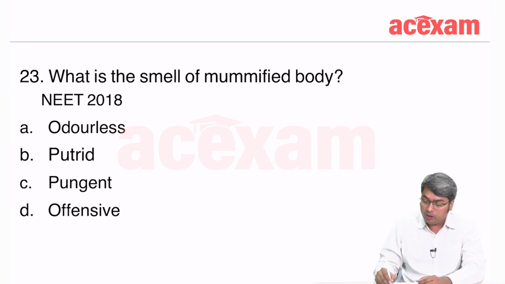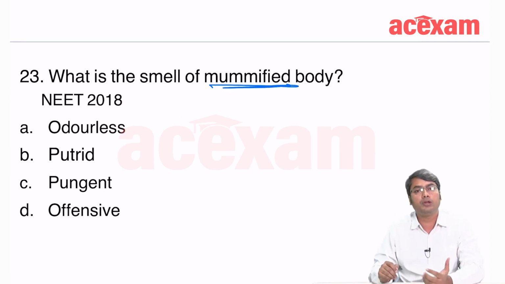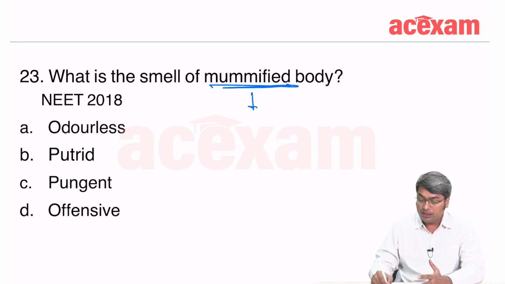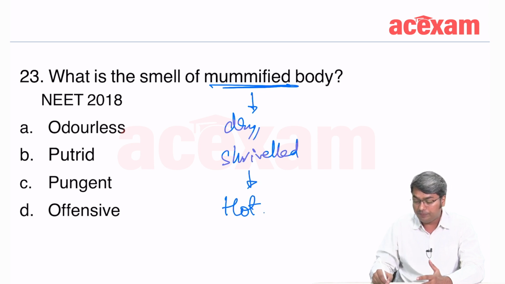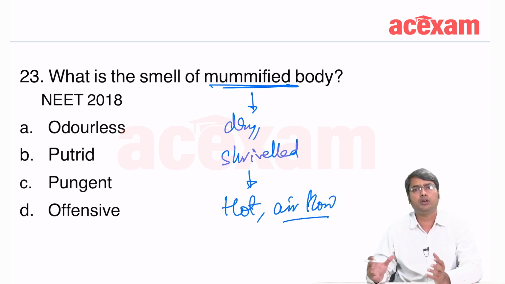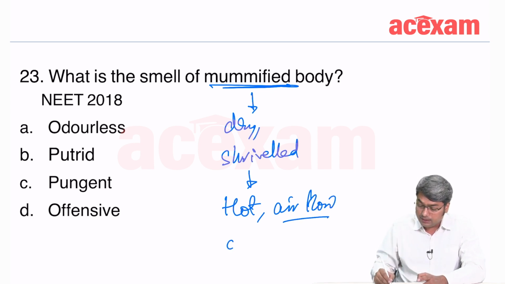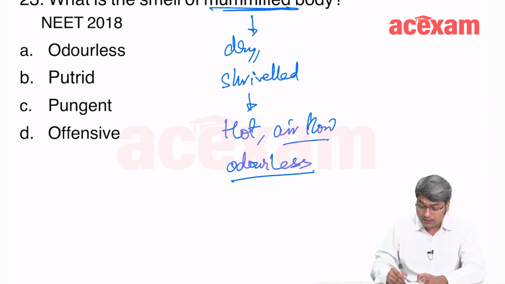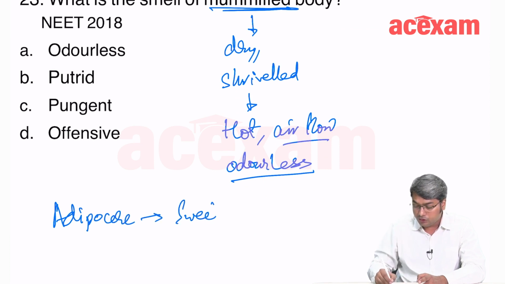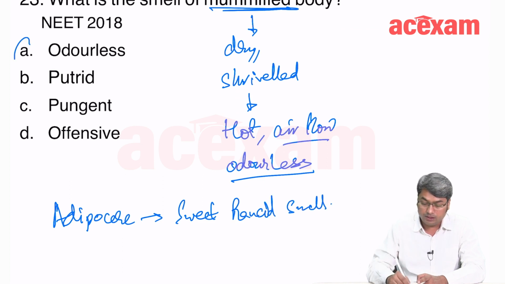What is the smell of a mummified body? Mummification is a modified postmortem change where the body becomes dry and shriveled up. When does it occur? It occurs if the environment is hot and there is air flow. In this situation, the entire body shrivels up, and it is odorless. There is no odor. So, where do we find odor? In case of adipocere, the body has a sweet, rancid smell. Alright. So, this is odorless.